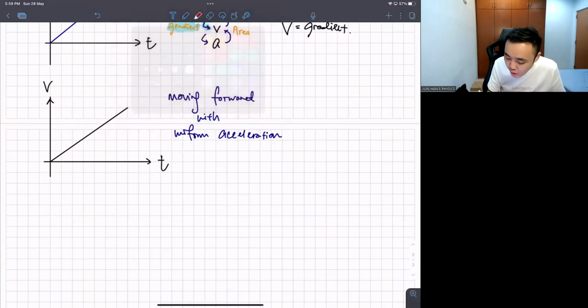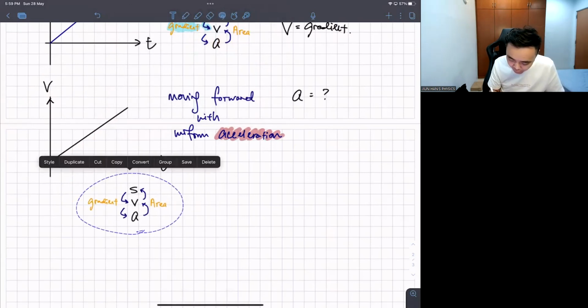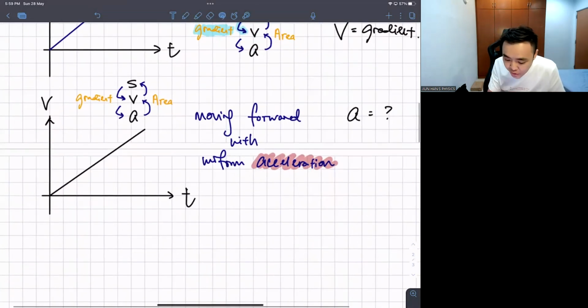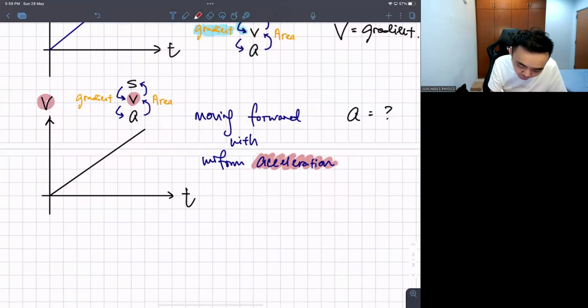You say acceleration, then of course they ask you, hey, calculate acceleration for me. A equals to what? Same thing. Step one, draw this next to your graph. Then, how do we start? Where do we start? We start from here. Why? Because now we're looking for acceleration, and we are given V.